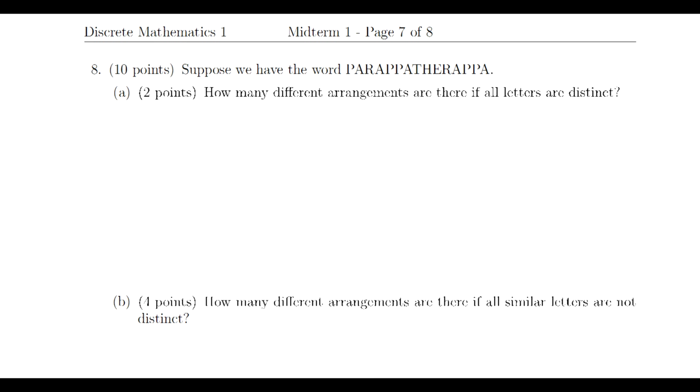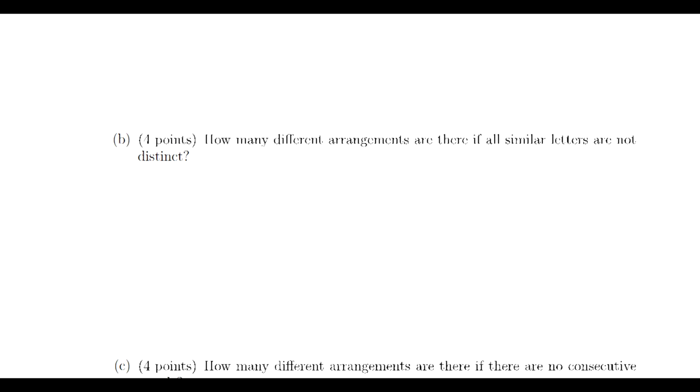I was a little bit mean in this one because I picked such a terrible word. Suppose we have the word parappa the rappa. So how many different arrangements are there if all the letters are distinct? So this means we have how many letters? 1, 2, 3, 4, 5, 6, 7, 8, 9, 10, 11, 12, 13, 14, 15 letters. And they're all distinct, so we can arrange them in 15 factorial ways. We can pick any of the letters for the first, any for the second, any for the third, and so forth. Okay, how many arrangements are there if the letters are not distinct?